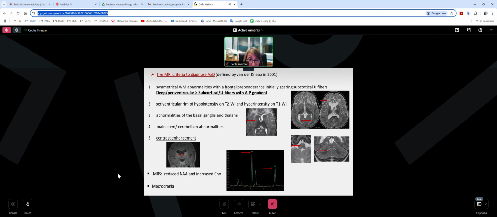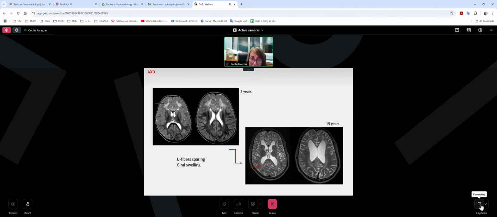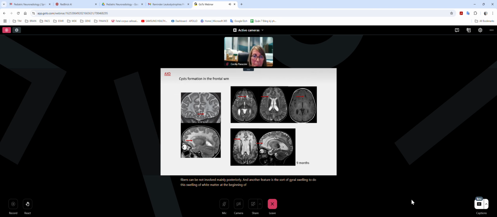Usually MRS spectroscopy is not specific and can show reduced NAA and increased choline due to axonal loss and increase of cellular membrane turnover. This patient presents with macrocrania. This is to underline how U fibers can be spared at the beginning of the disease, but also later in the course of the disease, U fibers can be not involved, mainly posteriorly. And another feature is a sort of gyral swelling due to the swelling of white matter at the beginning of the disease.